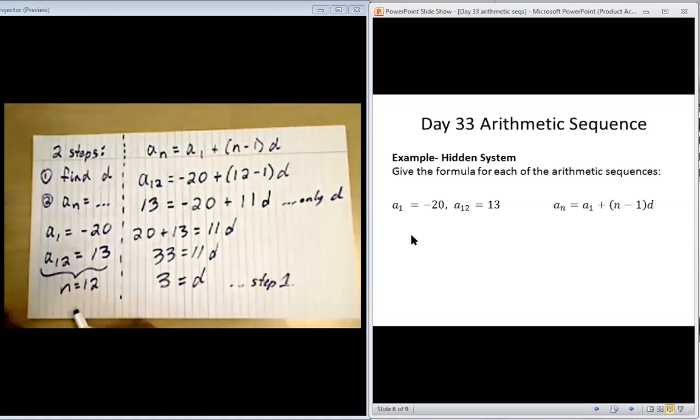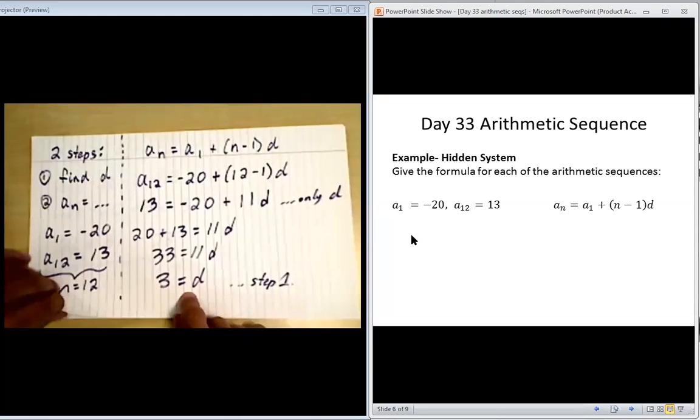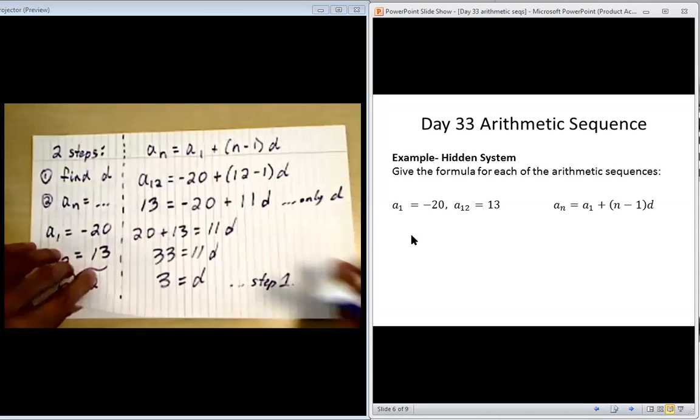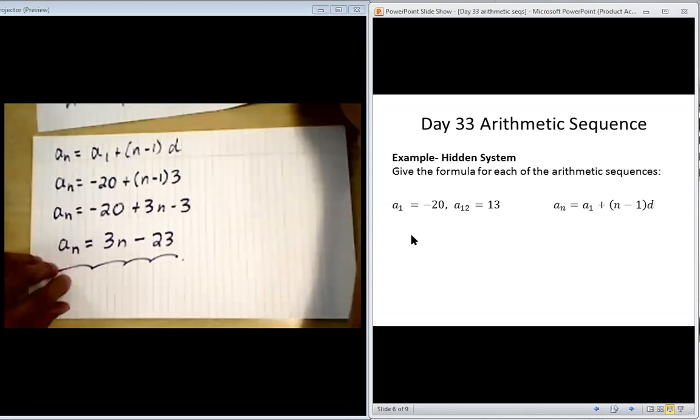All right, only D, which is good. One letter to solve for. We do that, and we get that D is equal to 3. And we just start the question again with the same starting formula, but with our extra values now, right?